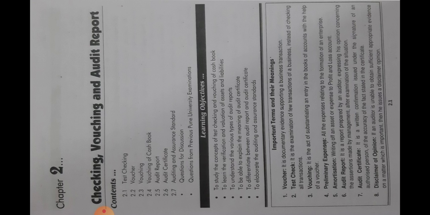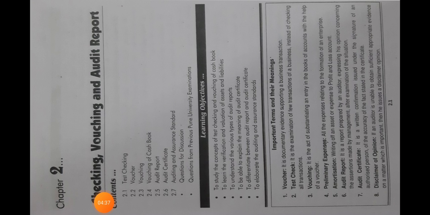Audit certificate, it's a written confirmation issued under the signature of an authorized person of the accuracy of the facts stated in the certificate. And disclaimer of opinion: if an auditor is unable to obtain sufficient appropriate evidence on a matter which is important, then he or she issues a disclaimer of opinion. So they mention that whatever we have checked so far, this is my opinion, this is my observation, this is the disclaimer. Or if they were not able to check anything at all for a particular function, they will mention as disclaimer that due to insufficient data provided by the client, we were not able to check certain things. So that's a disclaimer of opinion.